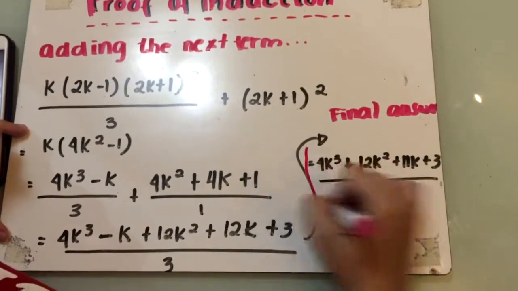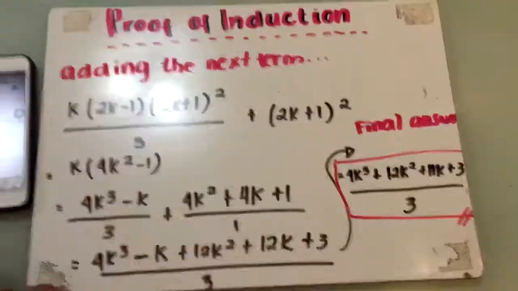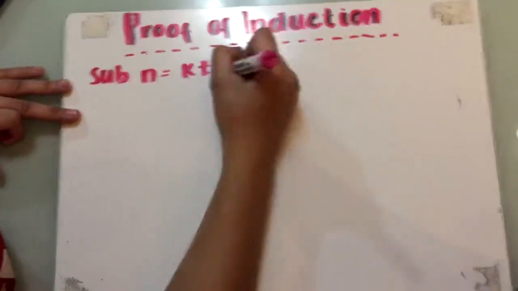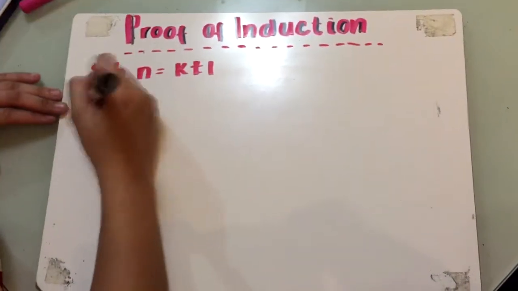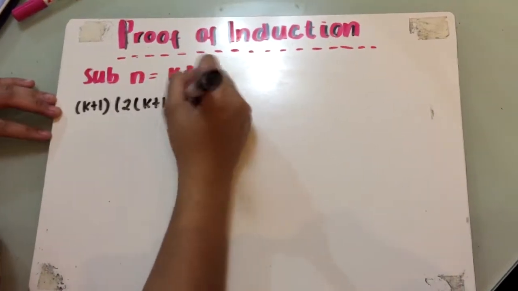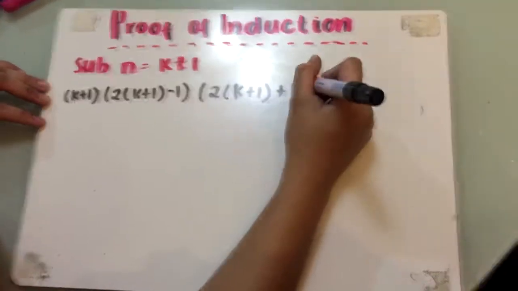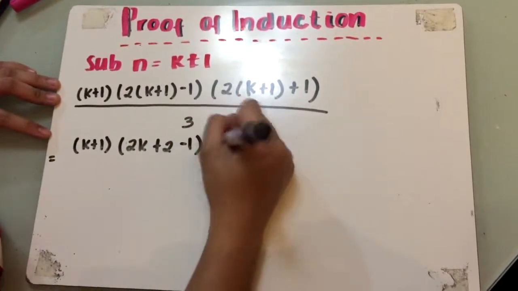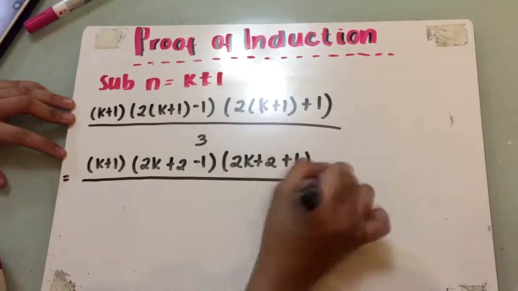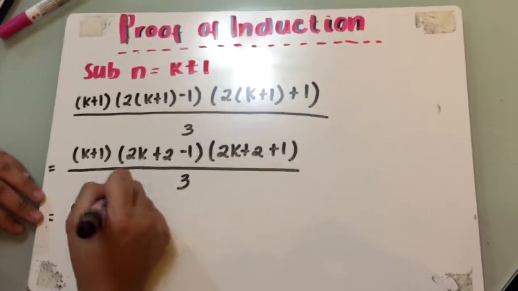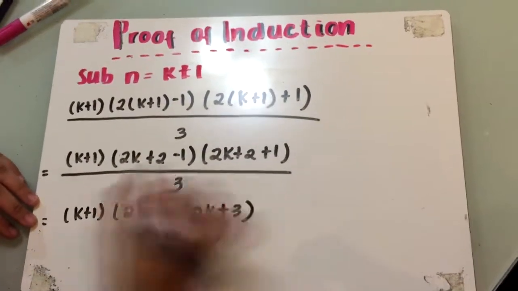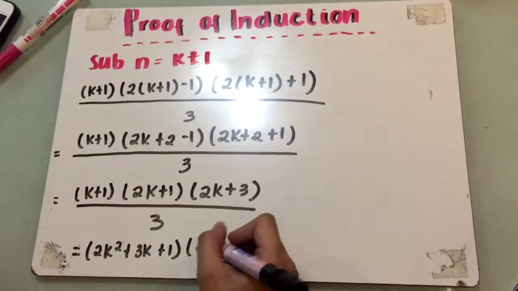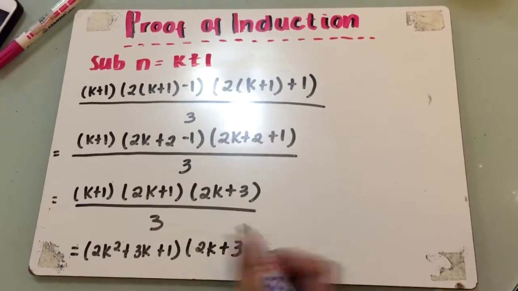the quantity k plus 1 times 2 times the quantity k plus 1 minus 1 times 2 times the quantity k plus 1 plus 1, over 3. And after solving it, you will be getting the quantity k plus 1 times 2k plus 1 times 2k plus 3 over 3. And the final answer will be 4k cubed plus 12k squared plus 11k plus 3 over 3, which is also the same as the first column.